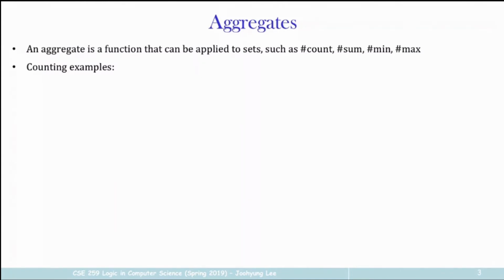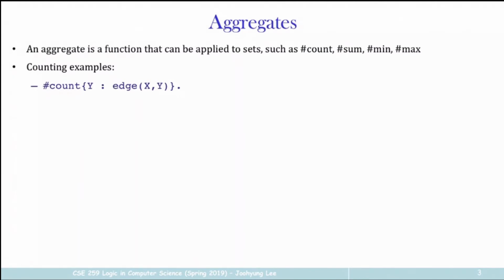So you want to count how many elements are there. You want to also sum up, summation over some numbers. And you want to find the minimum value or the maximum value. So the common property of these functions is applied to sets and return some number. Okay. So we'll first talk about the counting, and let me ask you, maybe based on what you know now, what this will be about.